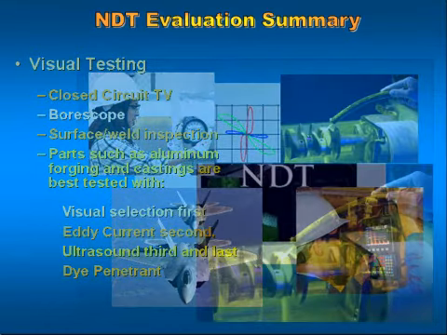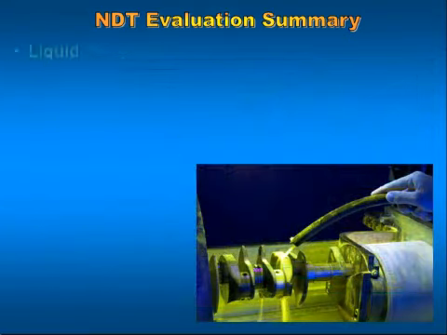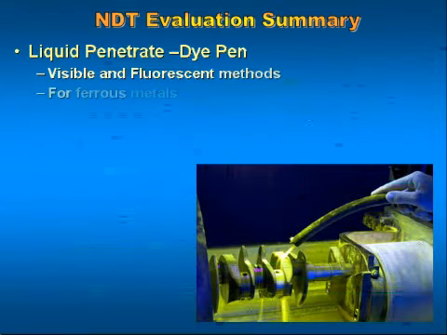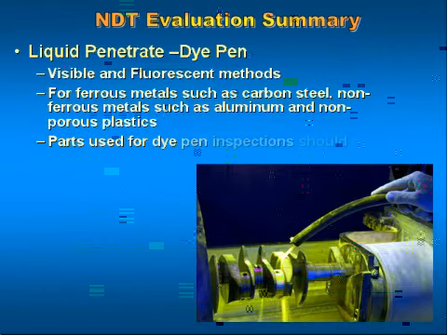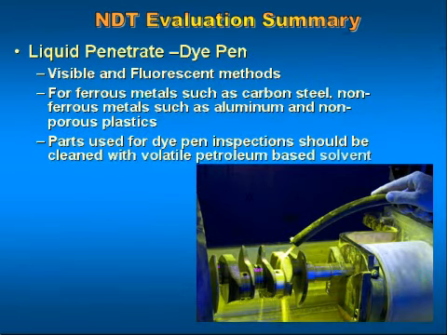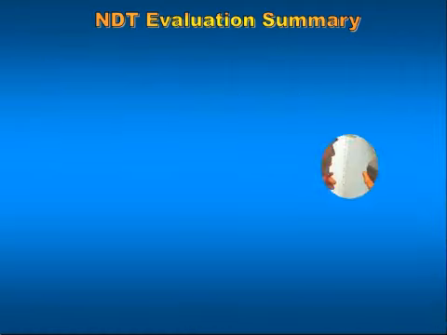This scenario is considered best practice because of the contaminants that are applied to the part's surface. Next is liquid penetrant, sometimes known as dye pen. The most common methods used to perform PT are visible and fluorescent methods. PT is used for ferrous metals such as carbon steel and non-ferrous metals such as aluminum and non-porous plastics. Parts that are being prepared for dye penetrant inspections should be cleaned with a volatile petroleum-based solvent.